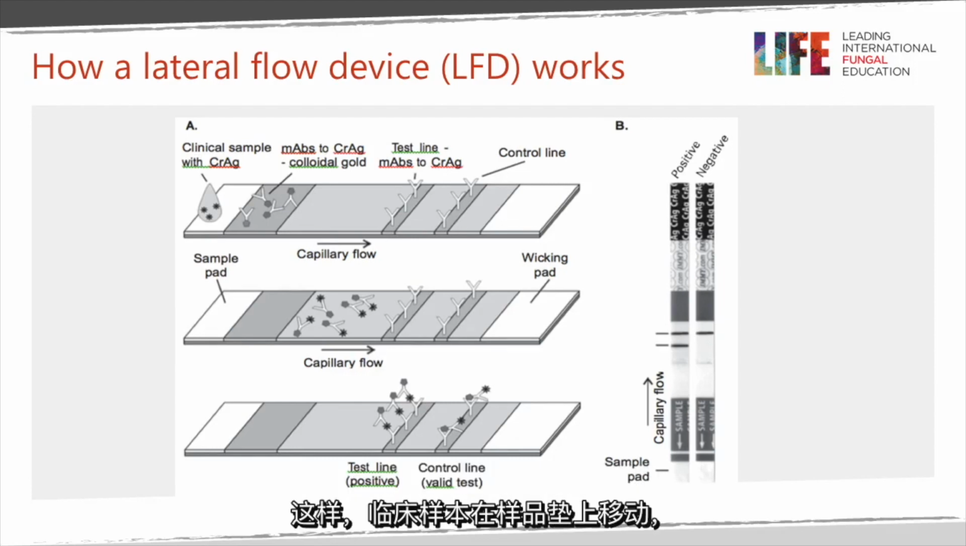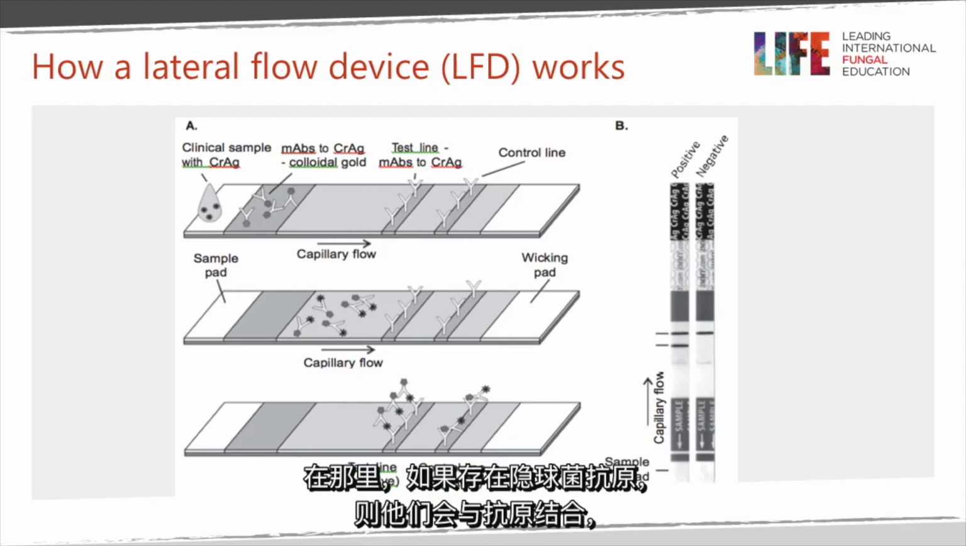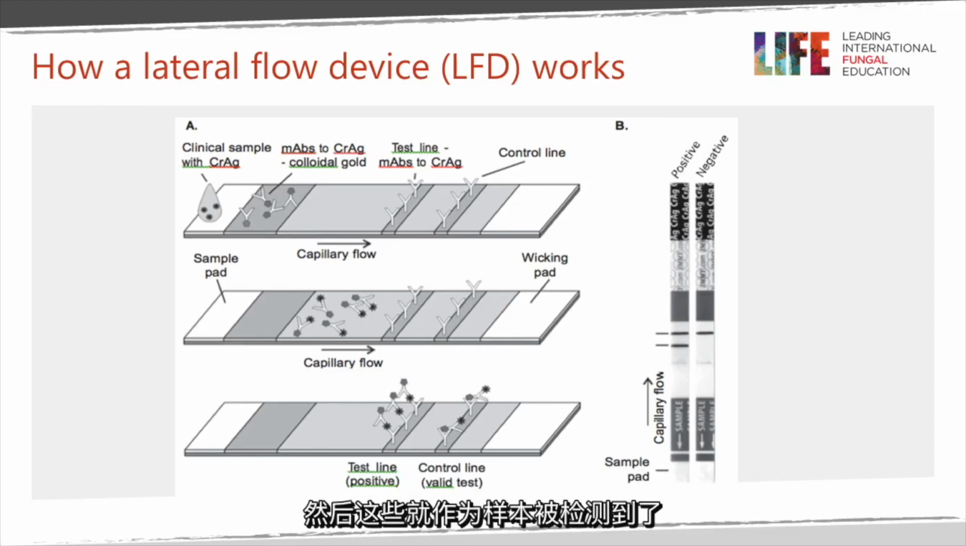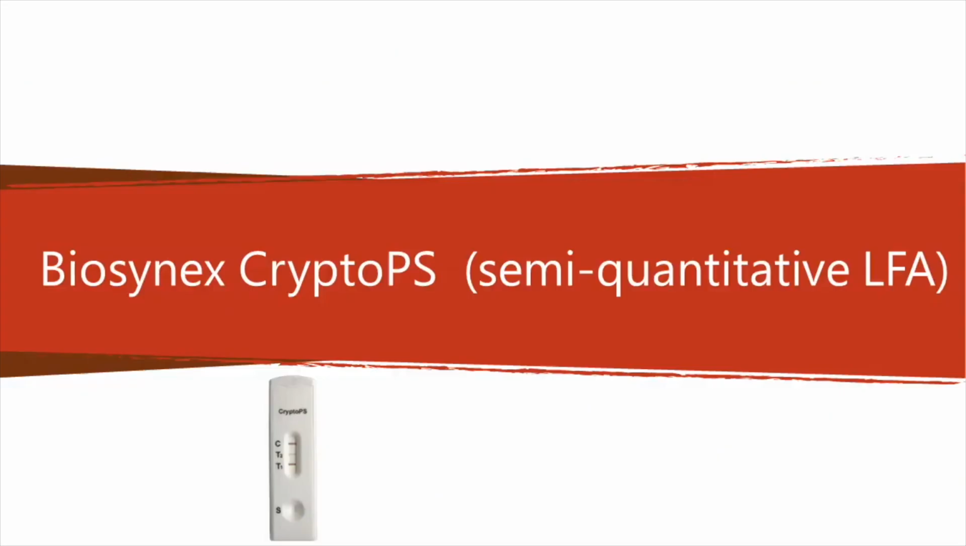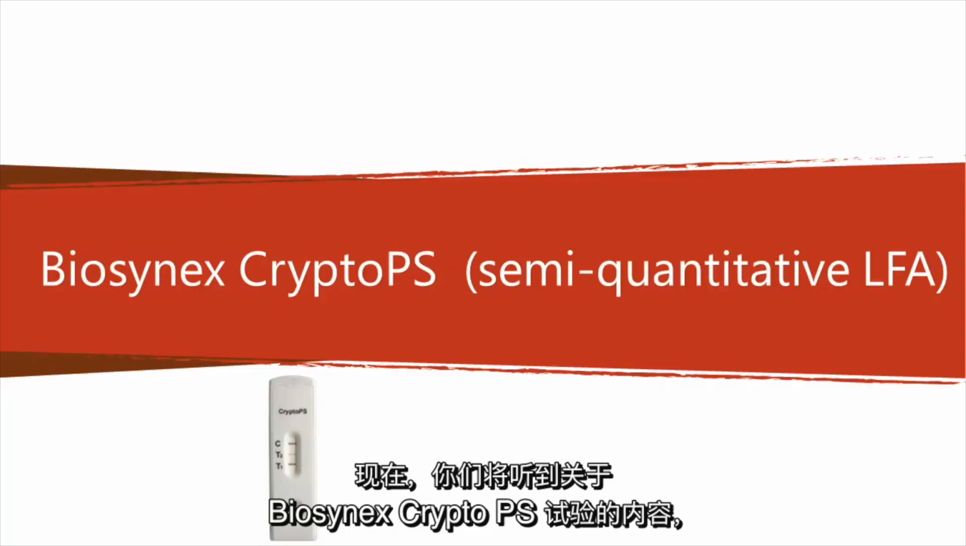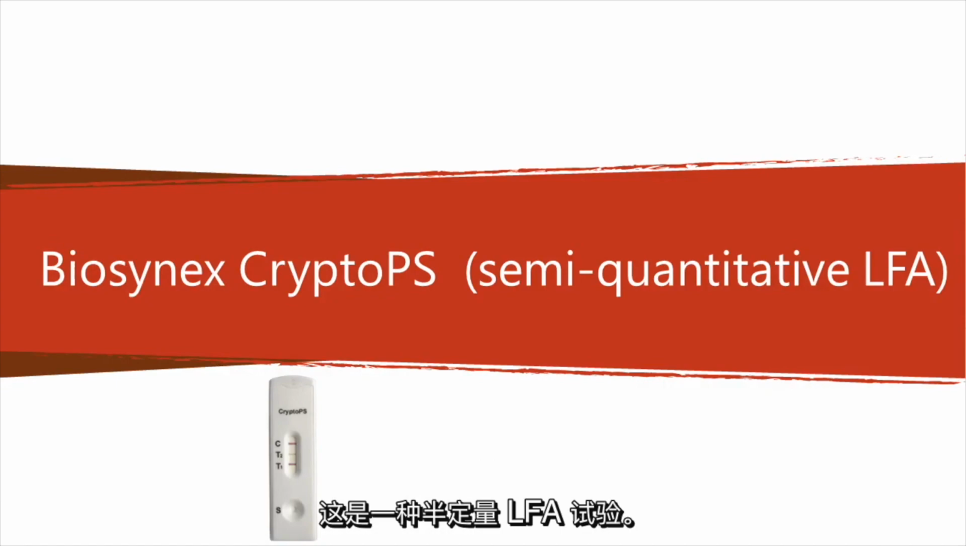So the clinical sample goes on the pad. There are monoclonal antibodies linked to colloidal gold. They bind to cryptococcal antigen if it's present, and then those conjugates move further down to the test line. And there's a similar event happening with the control line, with a different structure of gold and a control positive sample. So now you're going to hear about the Biosynex CryptoPS test, which is a semi-quantitative LFA.